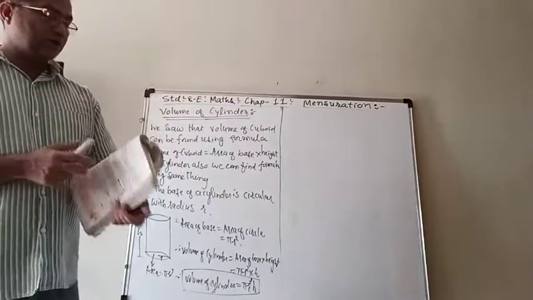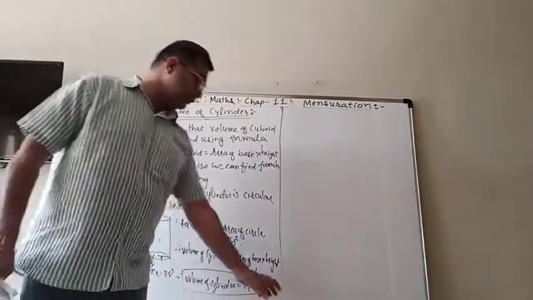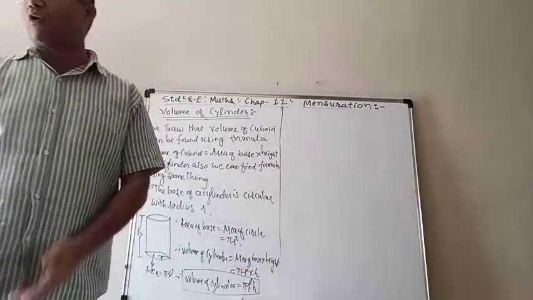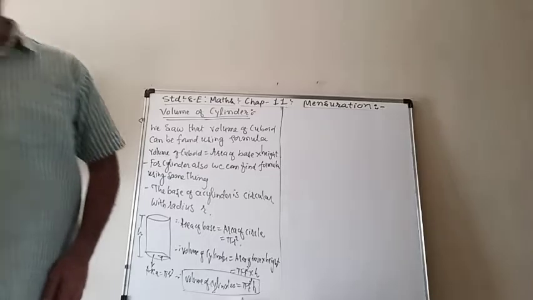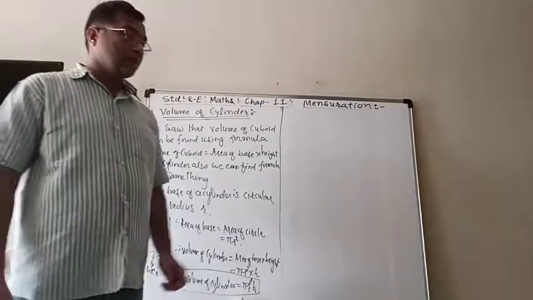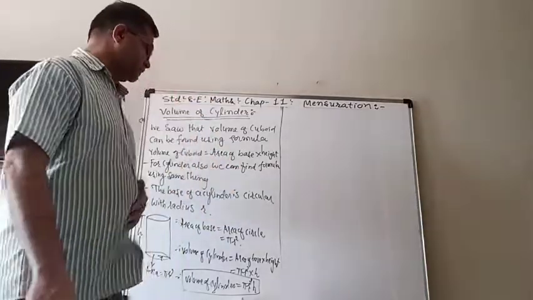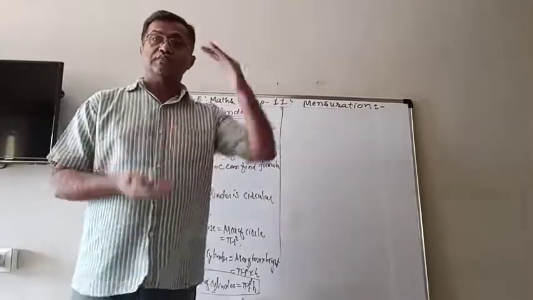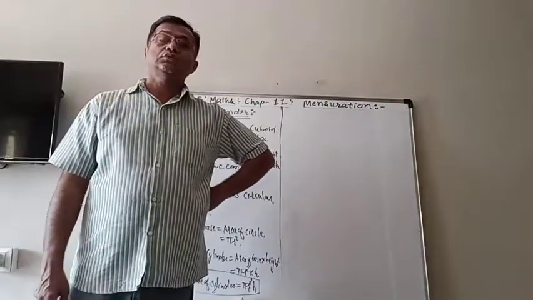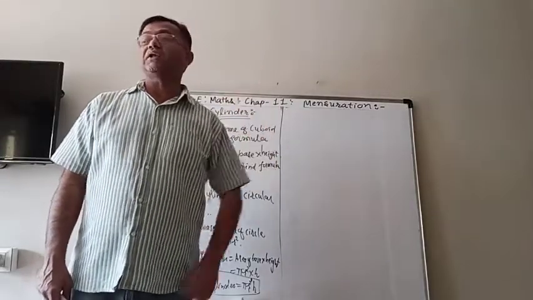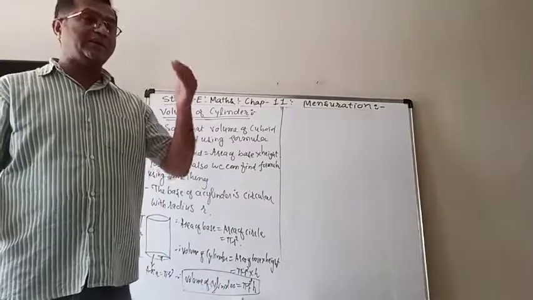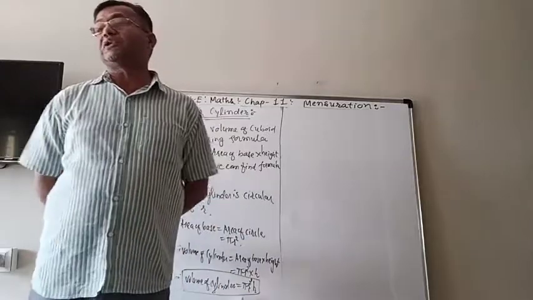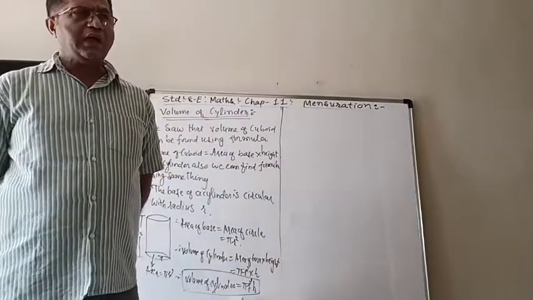Now we are going to find the formula of finding volume of a cylinder. You know that cylinder has a curved surface and 2 circular flat surfaces. The top and bottom are the identical circular surfaces.